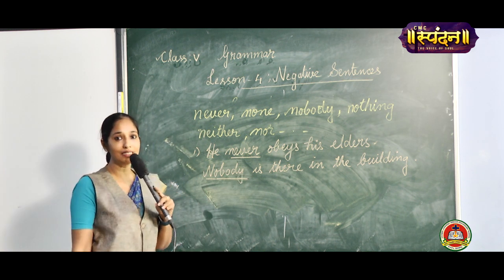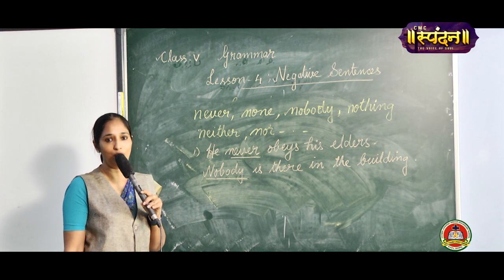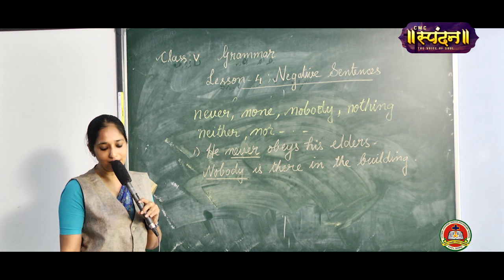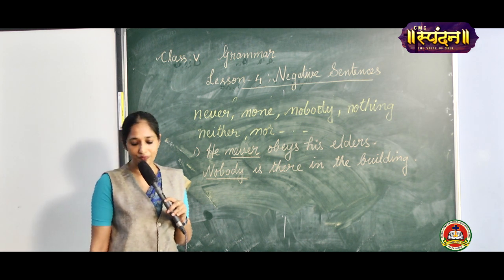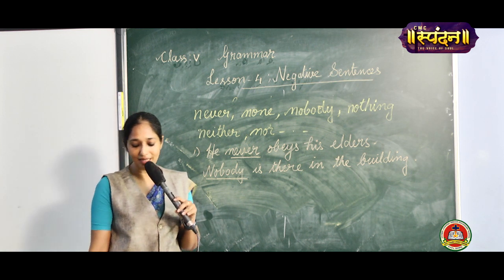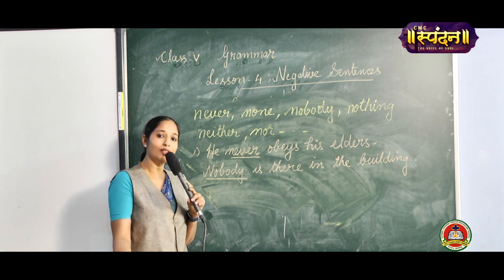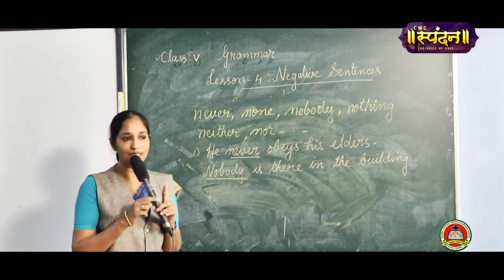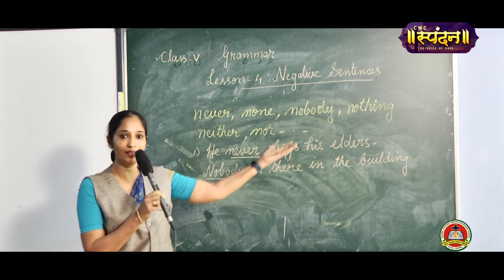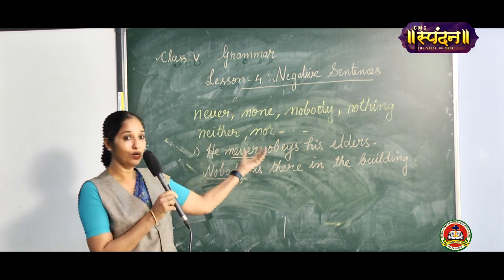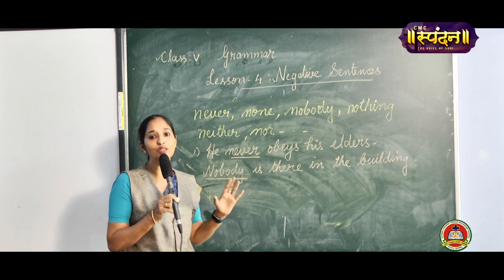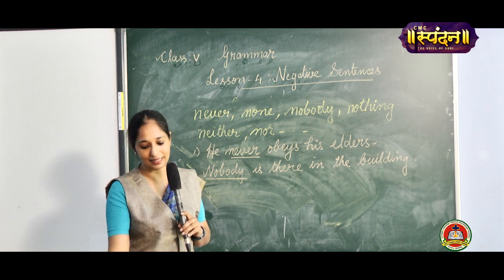Positive form of the sentence is, somebody is there in the building. Nobody is there in the building. Sentences like, there was nothing in the room; none, but he knew the truth; she is neither Russian nor Polish. All these sentences are negative sentences. So when you come across sentences with never, none, nobody, nothing, neither, nor, immediately it should come to your mind that these are examples of negative sentences.